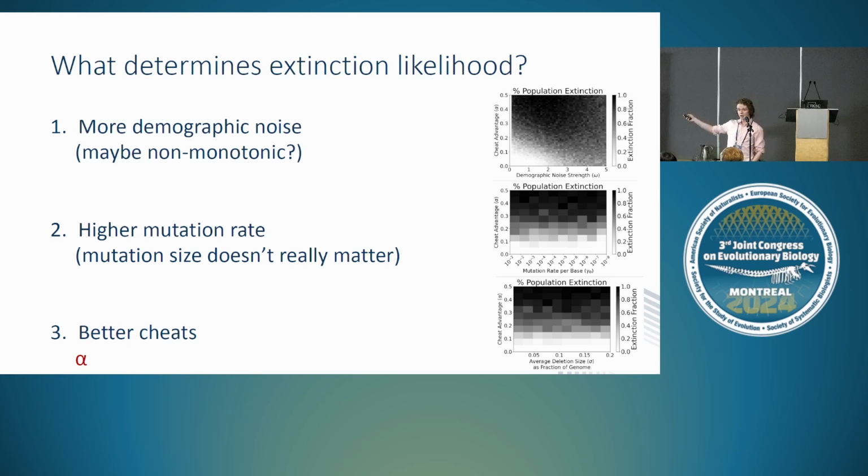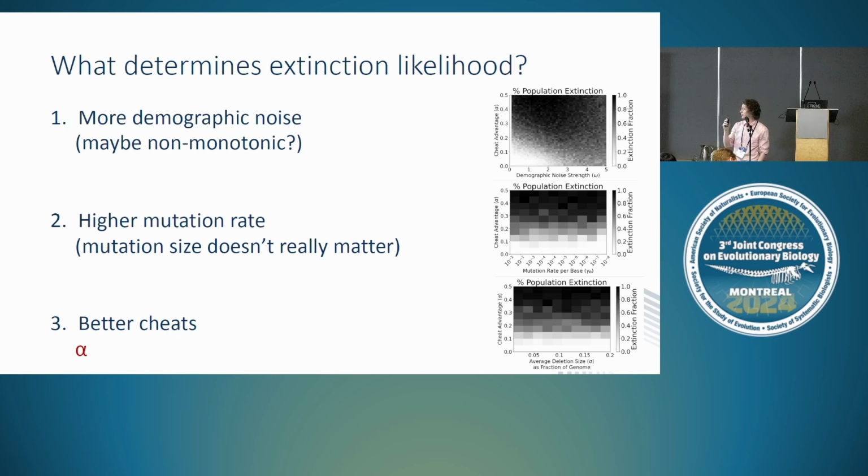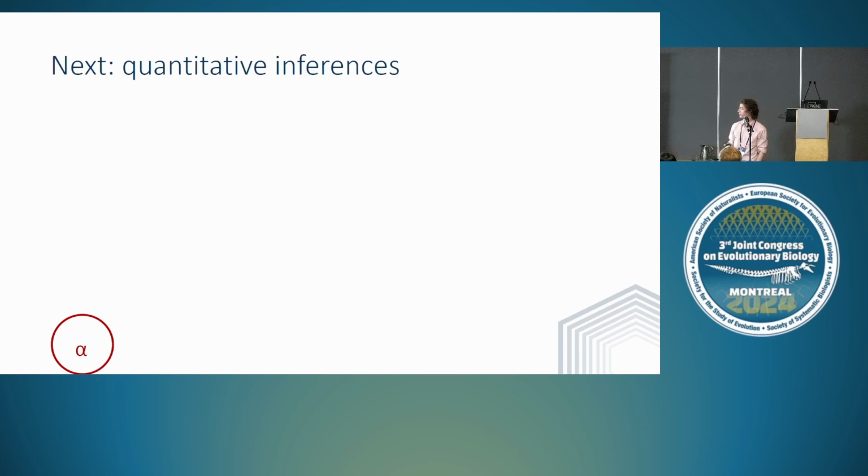We can also look at mutation rate, and not just rate, but also the nature of it. We've got a model where the mutations are happening, but also the average deletion size is something that changes. What we find is that the rate at which deletions happen in the population matters, the size of them doesn't. So we can start to make these qualitative predictions about viral life history traits that might affect this cheat extinction phenotype. But the final thing is that the most important thing is this alpha parameter, this question of how well cheats are able to spread in a viral population.